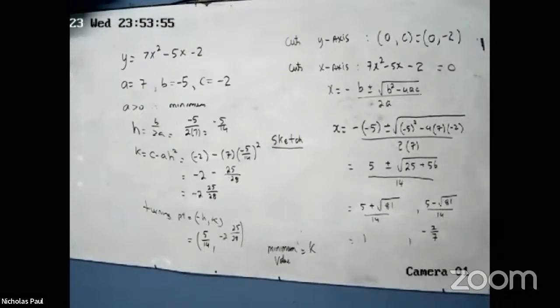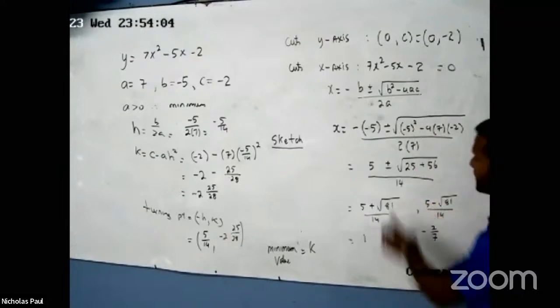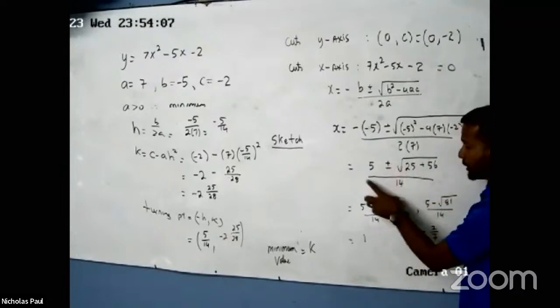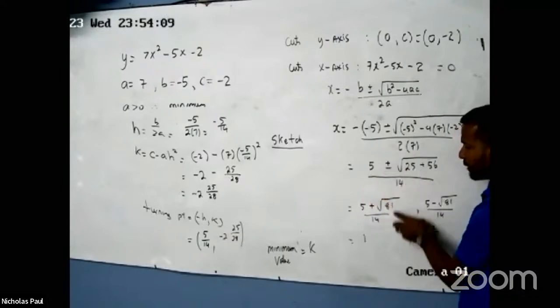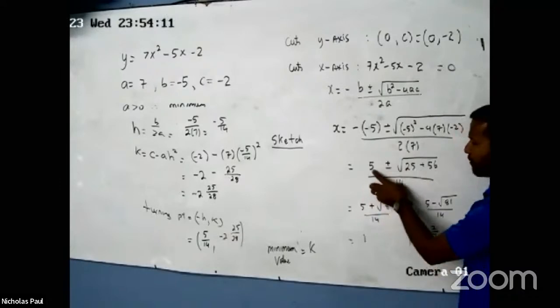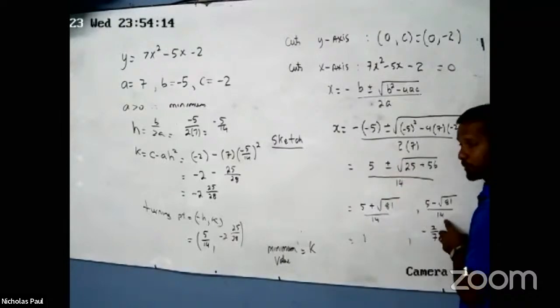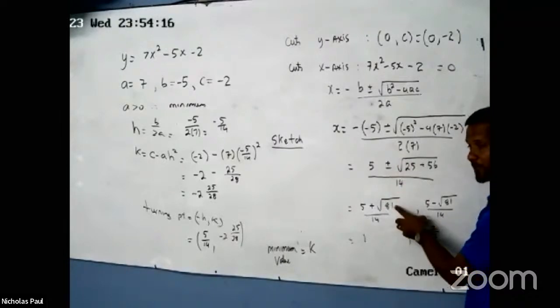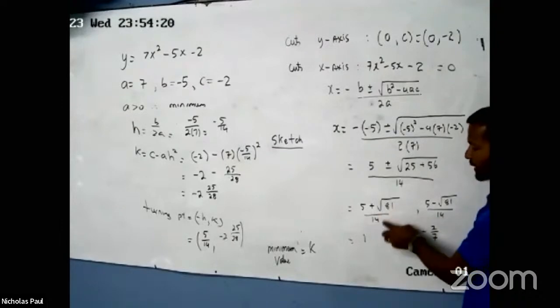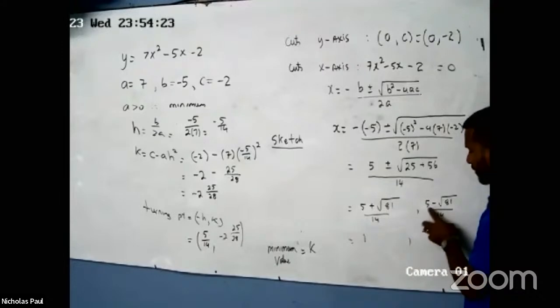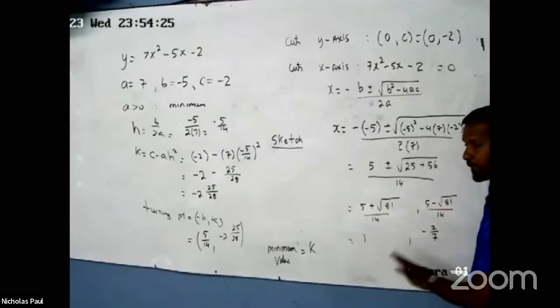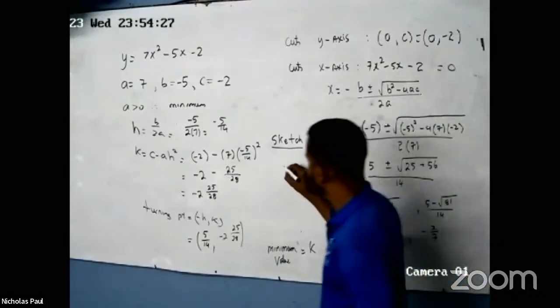Anybody confused here? I got 81. Okay? This symbol means plus and minus. So it's 5 plus the square root of 81 over 14, and 5 minus the square root of 81 over 14. This value is 9, right? 5 plus 9 on 14, and 5 minus 9 on 14. That's it. All right. Now we're going to sketch.